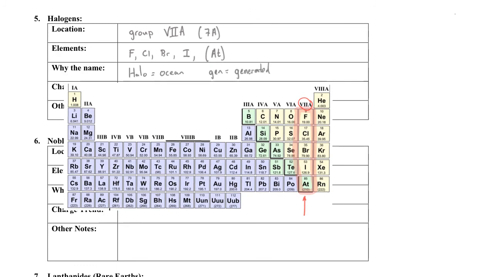The origin of the name halogen comes from the fact that many of these elements are found as salts in the ocean. The word halo actually means ocean, and gen refers to the fact that that's where they're generated or made. Now, what about the charge trend for the halogen group?